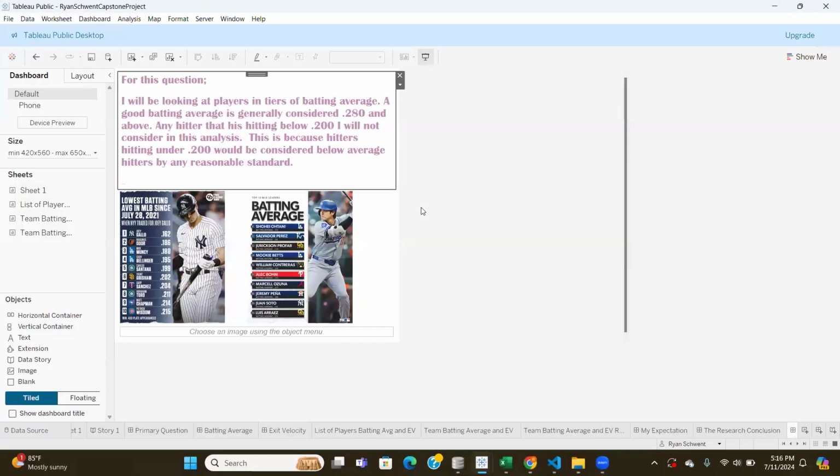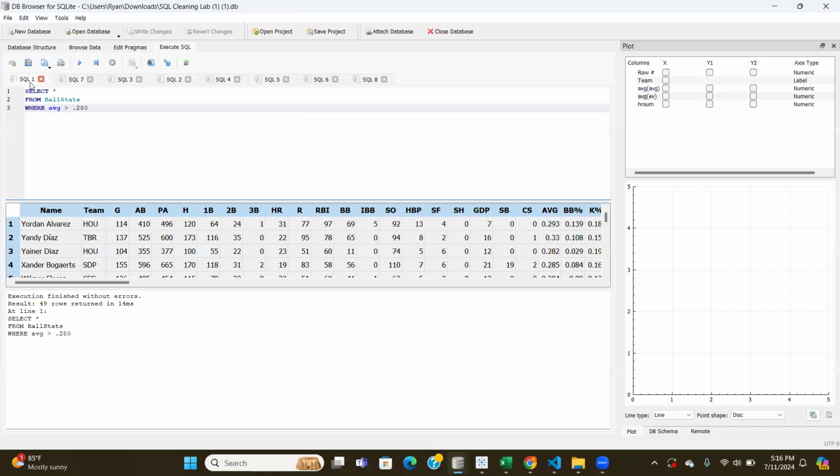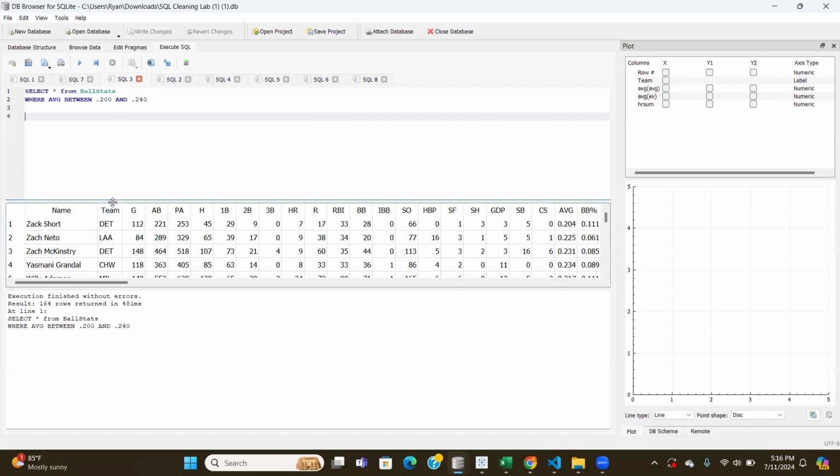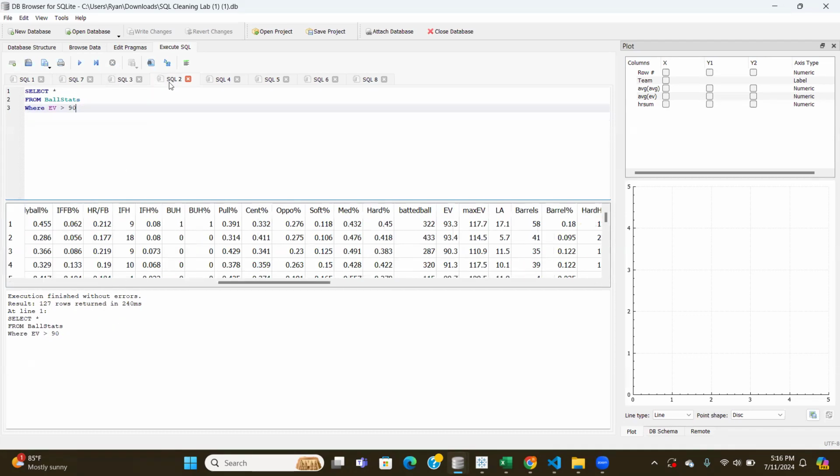What I did is essentially took my data into SQL and looked at how many hitters are hitting above .280. I found that 49 hitters were hitting above .280. Then I looked at how many hitters are hitting between .241 and .279, and determined that there were approximately 202. Then I looked at how many hitters are hitting between .200 and .240, and found there were 160 more. I also looked at everyone with an exit velocity of over 90, which essentially means they're hitting the ball pretty hard. There's approximately 127 different hitters that had an exit velocity over 90.